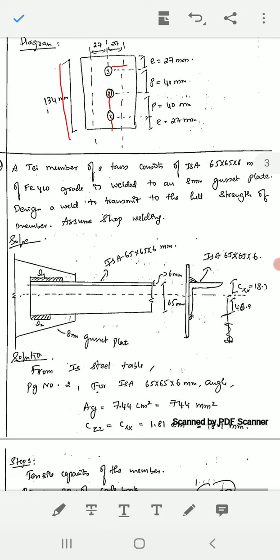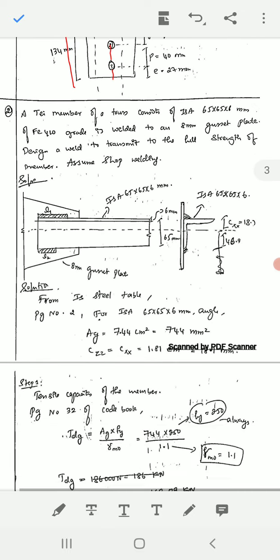Okay, we will go to the second problem, that is welded connection problem. A tie member of a truss consists of ISA 65 into 65 into 6 mm of FE 410 grade is welded to an 8 mm gusset plate. Gusset plate is 8 mm. Design a weld to transmit the full strength of the member.